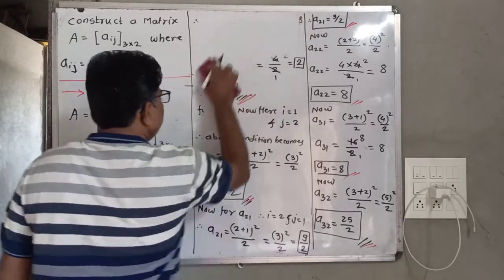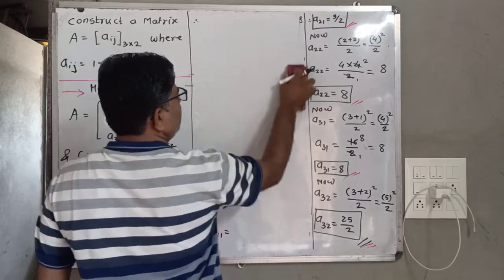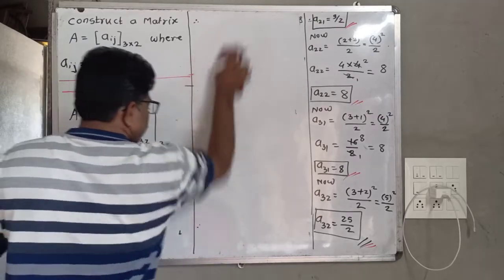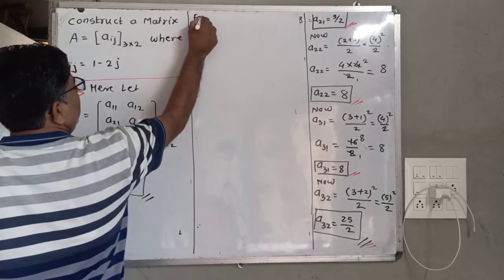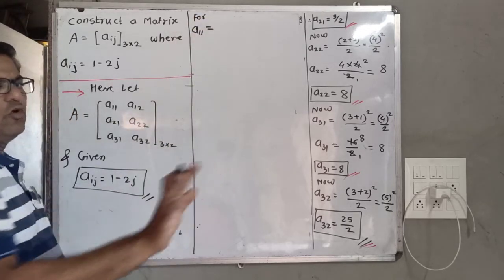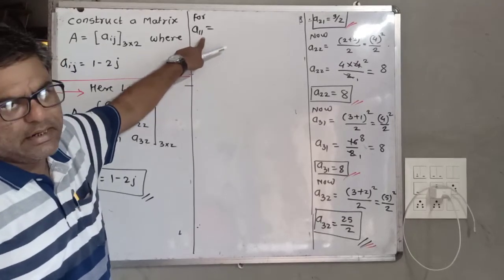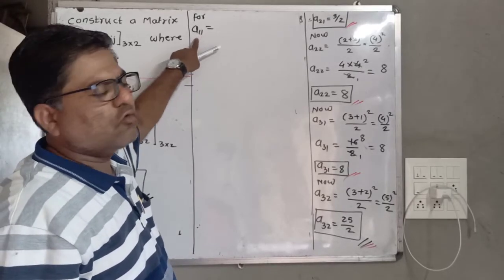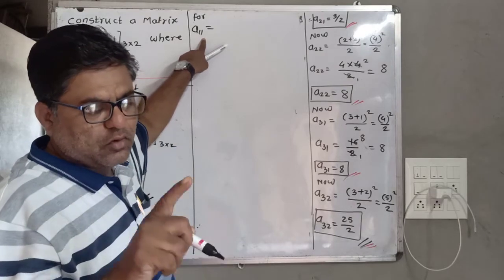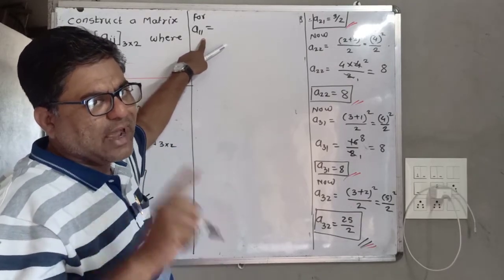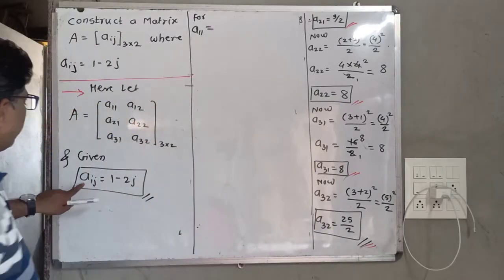Therefore, now I am going to solve this example directly, with less simplification. Now for A11, don't forget that this is the value of I, this is the value of j. I means the position of row, and j means the position of column. Don't forget it. I am repeating this again and again. Then directly put the value here.